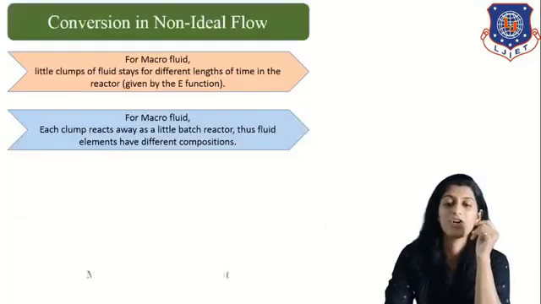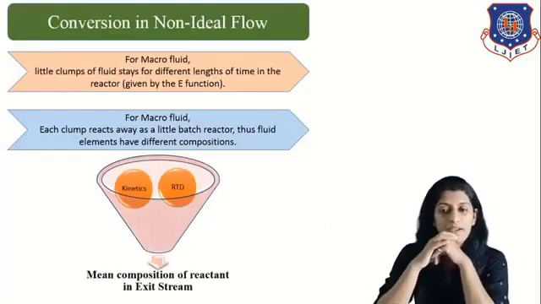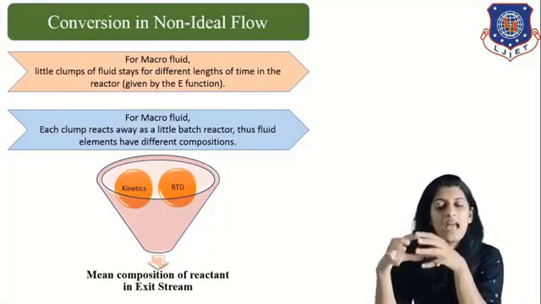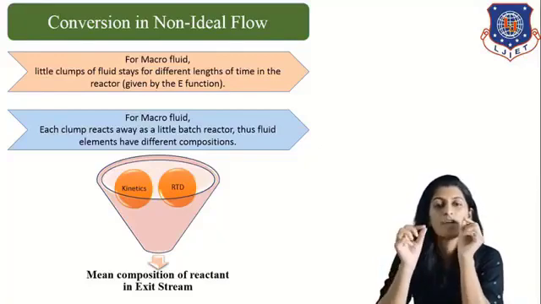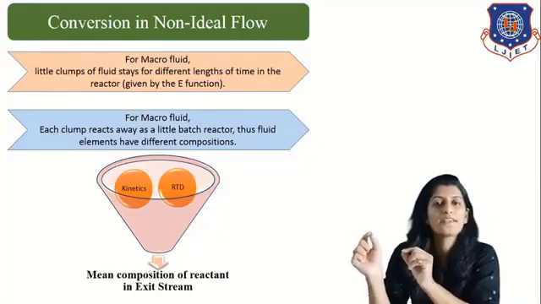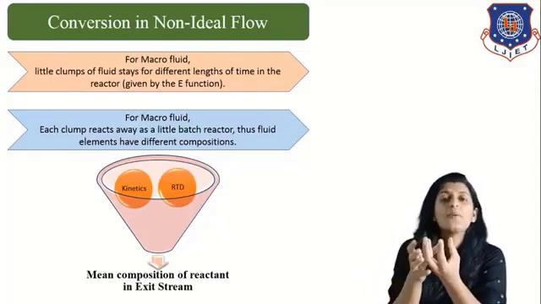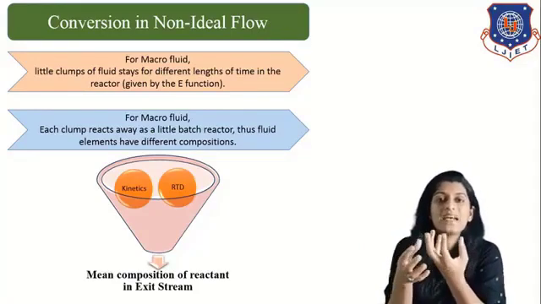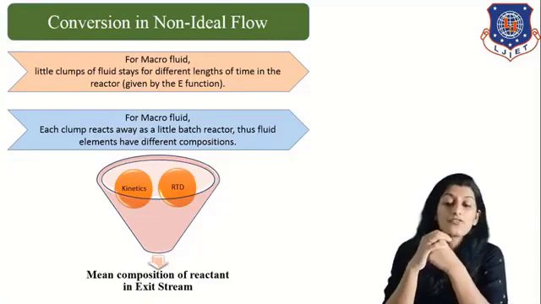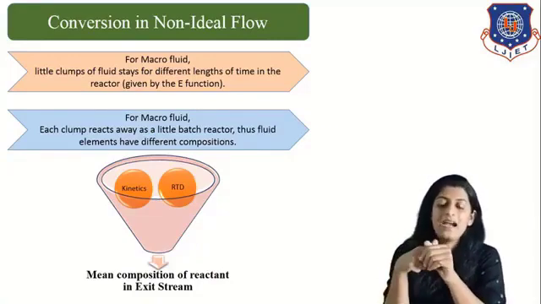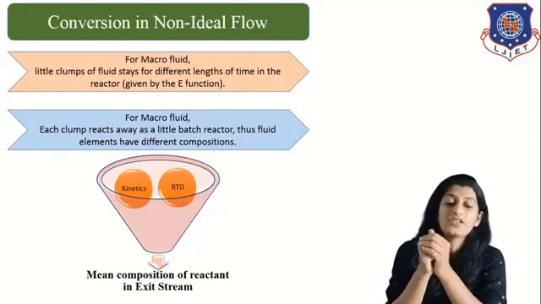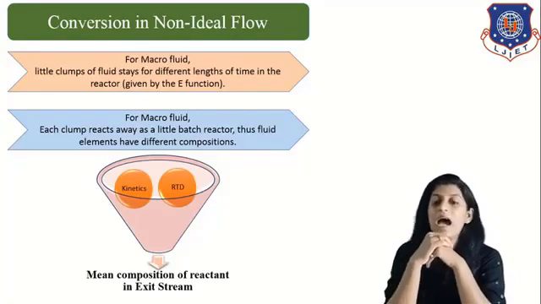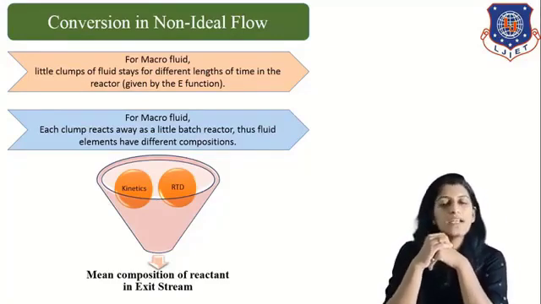So what happens in the case of macrofluid? What is the macrofluid? Macrofluid is basically small lumps or clumps of atoms or molecules of a reactant which are actually behaving as a batch reactor. Right? They themselves behave as a batch reactor. So in case of macrofluid, kinetics and RTD become quite essential parameters to determine the entire composition of the outlet from the reactor.